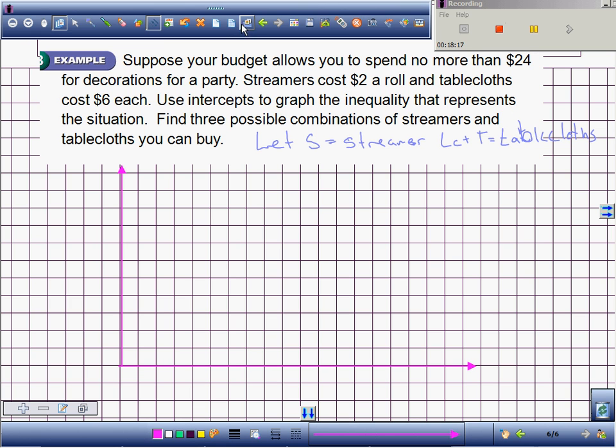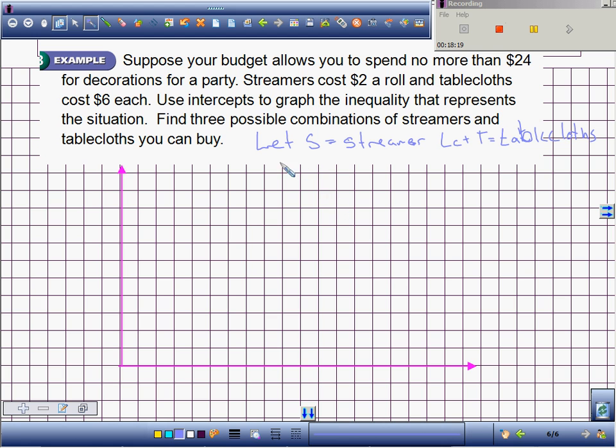So let's set up a couple of inequalities. Your budget allows you to spend no more than $24 for decorations for a party. And streamers cost $2 a roll, and tables cost $6 each. How could I set up an inequality?